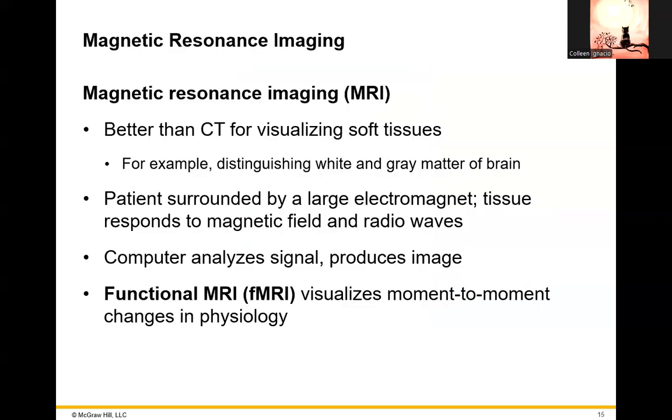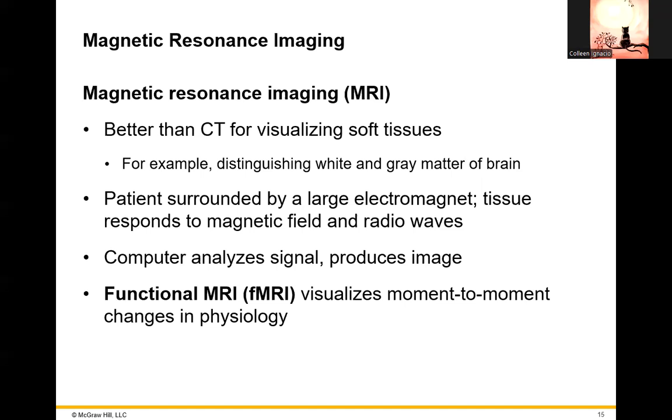So now we have MRIs. MRI stands for magnetic resonance imaging. Important term, you will see this throughout your nursing career. It's better than CT scans for visualizing soft tissues. So this is important, for example, when we're looking at white matter and gray matter of the brain.